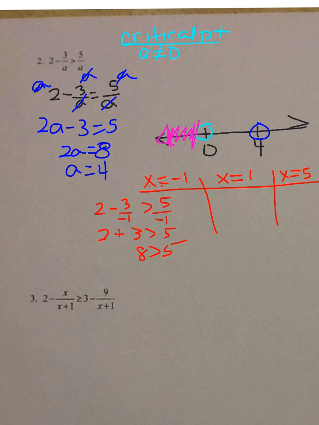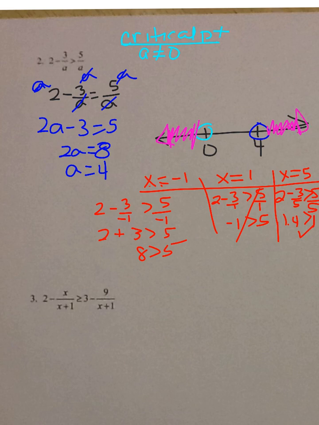Now we're going to try 1. 2 minus 3 over 1 is greater than 5 over 1. So 2 minus 3 is -1. Is that greater than 5? No, a negative is not greater than a positive. Then we're going to try 5. So I have 2 minus 3 over 5. Is that greater than 5 over 5? So 2 minus 3/5. So you can use your calculator. 1.4, is that greater than 1? That's true, so therefore I shade to the right.